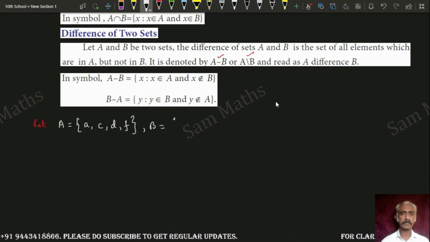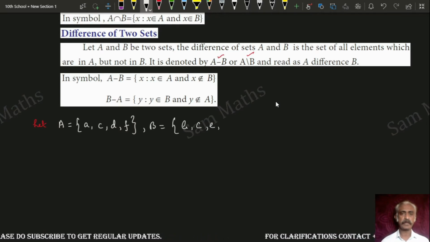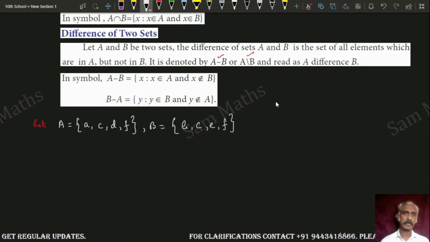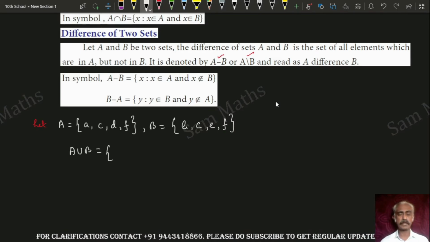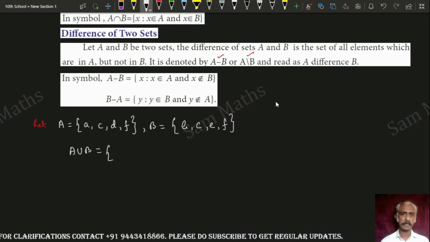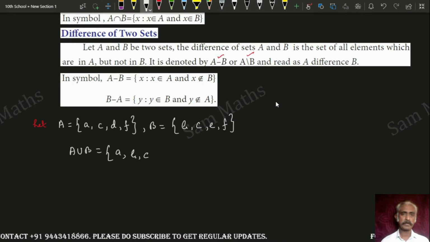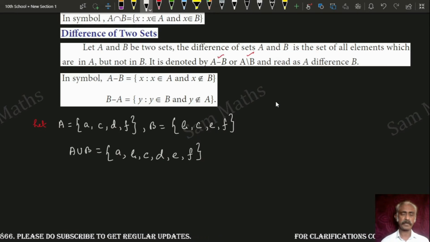B is equal to B, C, E, F. Okay, children. Now we can find A union B. Listen carefully. A union B means you have to write the entries from both the sets. That is, you have to collect all together A, B, C, D, E, F. All the entries you have to put together.